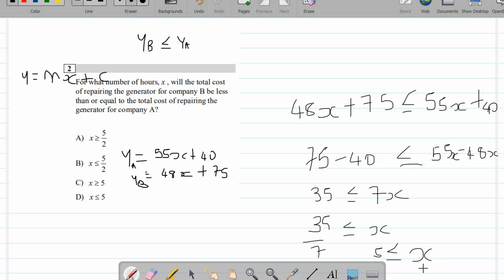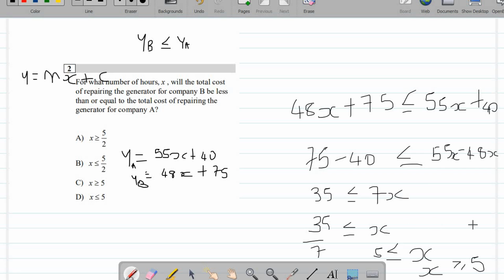If you want to flip this, you have to turn the sign upside down too. If you want to flip, you have to flip it. It's x greater than or equal to 5. You don't just swap it. No, x is greater than or equal to 5. This is the big part of the question. This is what they wanted to find out.